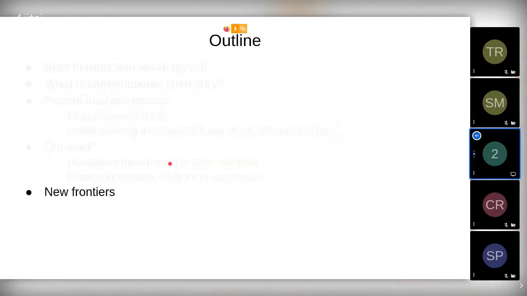So now I want to talk about some of the new frontiers, or the emerging areas, of computational chemistry. And I must admit that there are many different areas which I can talk about, which I will not have time to go over here. But I will only briefly mention a few areas which I am particularly interested in.